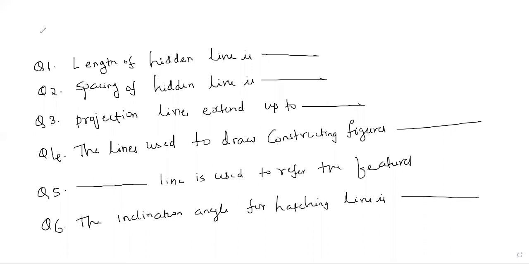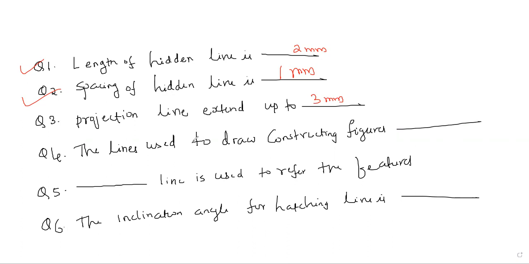Let us continue the discussion. Please go through the first part. Length of hidden line: there are different varieties of lines, so can you please identify the length of the hidden line? The length of the hidden line is 2 millimeter. Similarly, the spacing of the hidden line is 1 millimeter. Then the projection line extends up to, please identify the right answer, 3 millimeter.